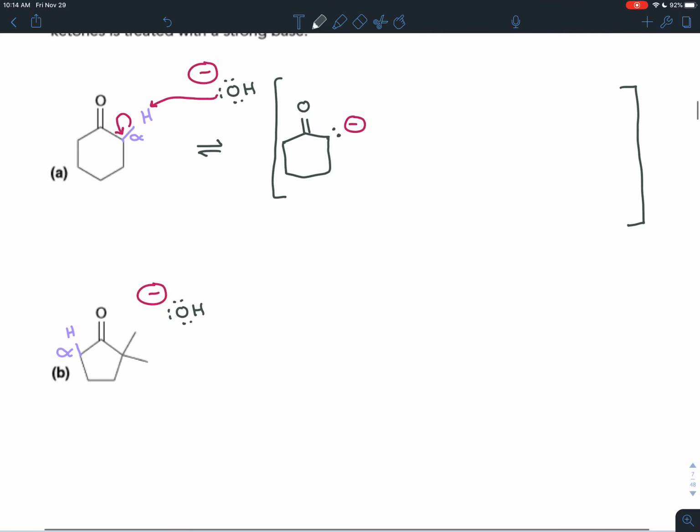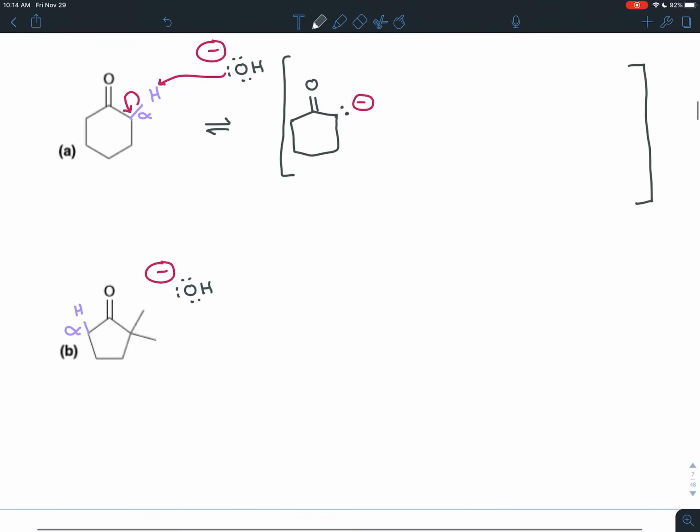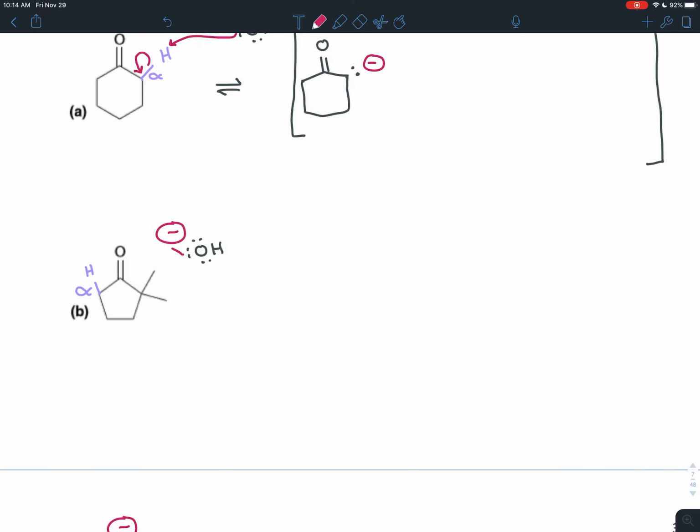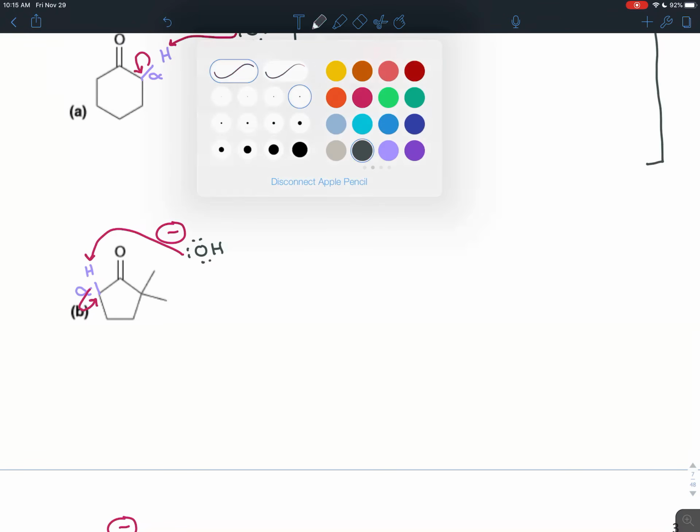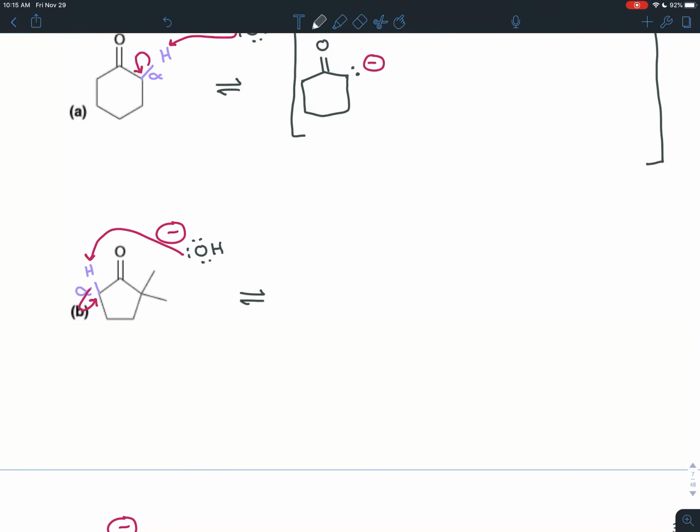We'll draw all the resonance patterns together, but first I just want to emphasize and ingrain in your mind that the strong base steals the alpha hydrogen. The electrons snap back onto the alpha carbon, and they give you a resonance stabilized lone pair.